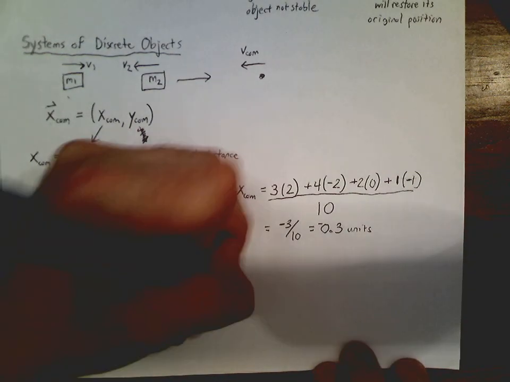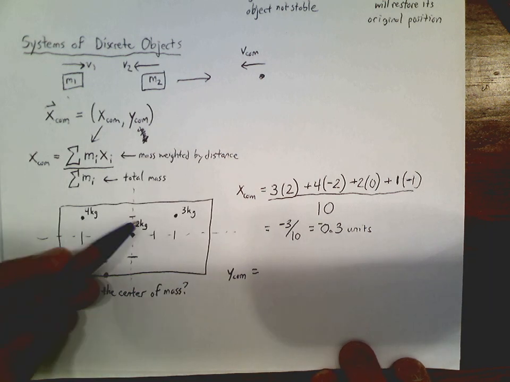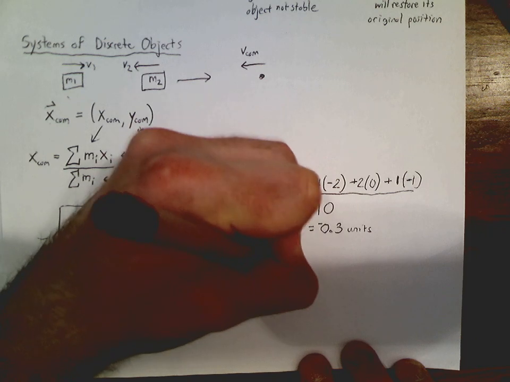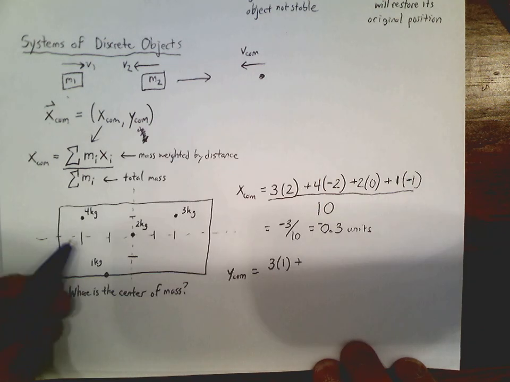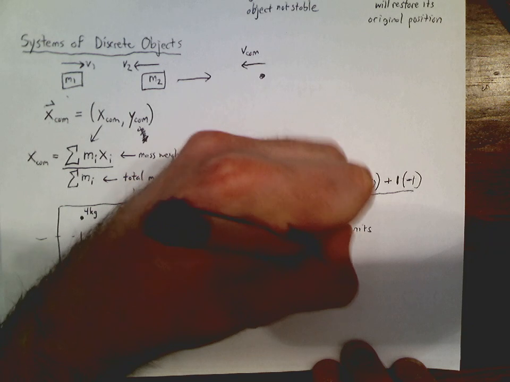We do the same thing for the y coordinate. Now we look at how far up or down our objects are. The 3 kilogram object is 1 unit up. The 4 kilogram object is also 1 unit up. Even though it's on the left side of the origin, it's still on the top half of the table, and so it is going to be weighted by a +1.